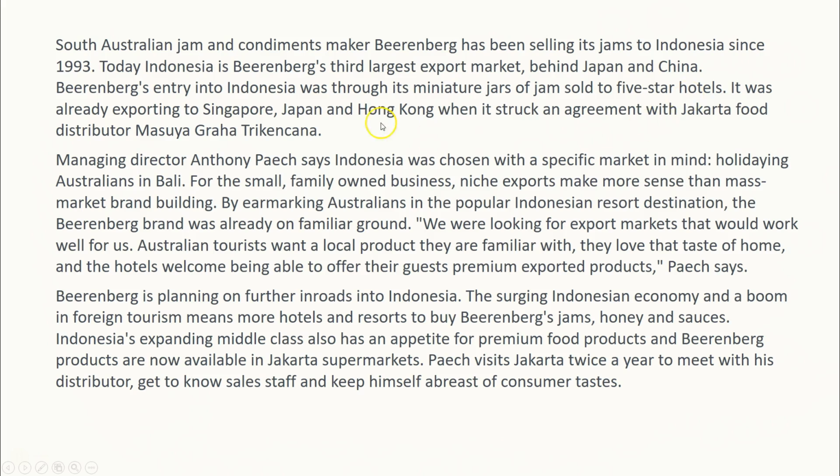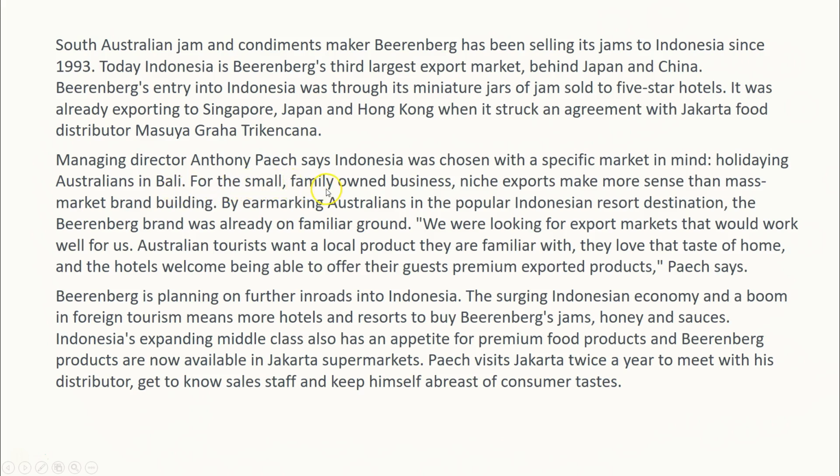So it's very specific. It was already exporting to Singapore, Japan and Hong Kong when it struck an agreement with Jakarta food distributor Masuya Grana Trikencaya. Alright? So they have sort of like a representative in Indonesia. Now, the managing director, Anthony Page, says Indonesia was chosen with a specific market in mind. They are actually targeting their own people, Australians who are holidaying in Bali. And if you guys don't already know, Bali is a very, very touristy spot.